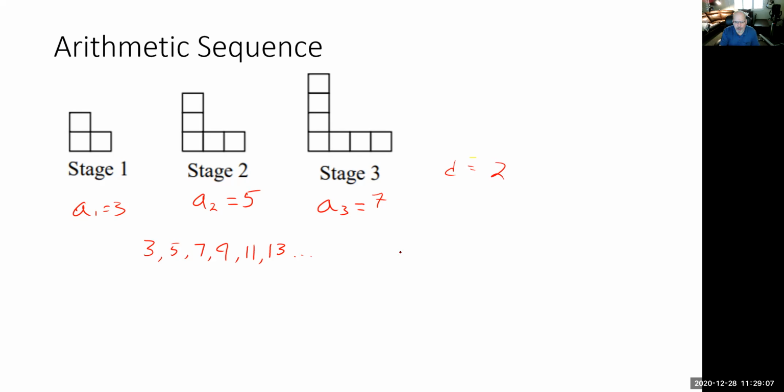So we could write this out as a recursive. We'd write the first one is 3, and the nth one, that means any number, is the one before it plus 2. We might see it written this way: 2 plus a sub n minus 1. It's the same thing. In addition, it's commutative, so you can switch those. So this is just the recursive way.